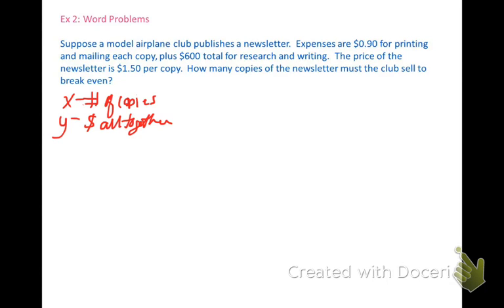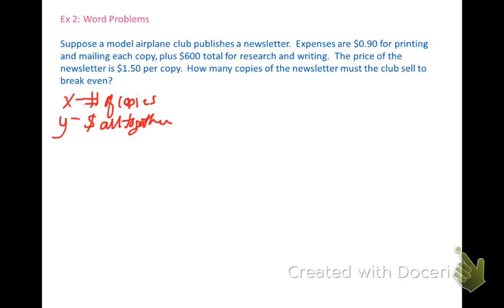All right, so the word problem on this one is a little different. We want to break even. We want to not be in the negative amount of money this time. Suppose a model airplane club publishes a newsletter. Expenses are 90 cents for printing and mailing each copy, plus $600 total for research and writing. The price of the newsletter is $1.50 per copy. How many copies of the newsletter must the club sell to break even?